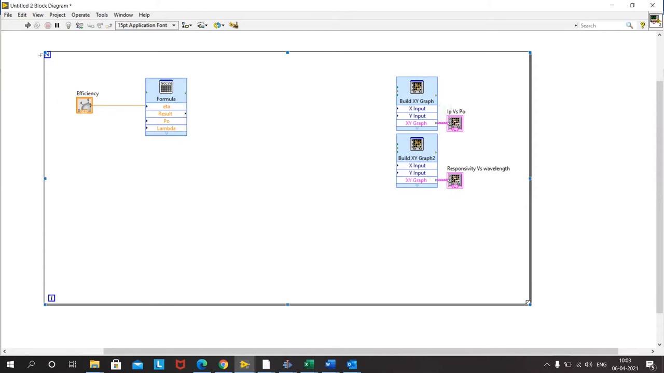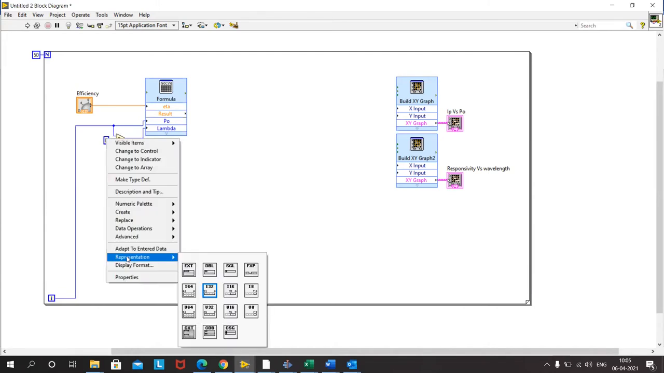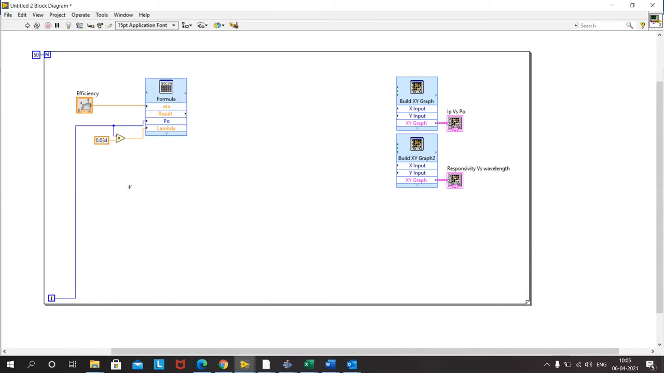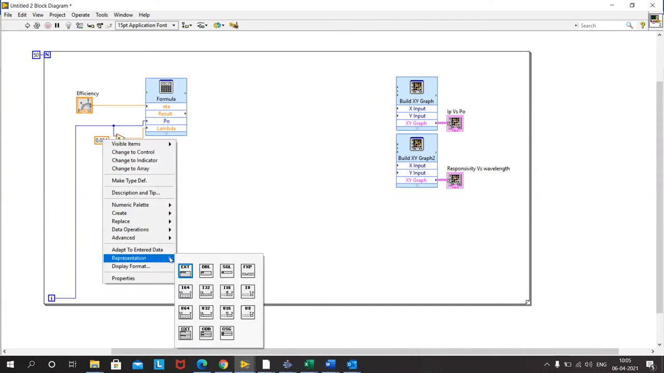Now for PO, we will use the counter I. First we will set the I counter to 50, and we will take this input in microwatts. For lambda, we'll use a multiplier to create the lambda value, which will again be dependent upon I. Since we are varying the wavelength range from say 0 to 1.7 micrometers, we will add one multiplier constant, 0.034. Initially it was not taking the value, so by changing the data type representation to extended precision, we could enter it.